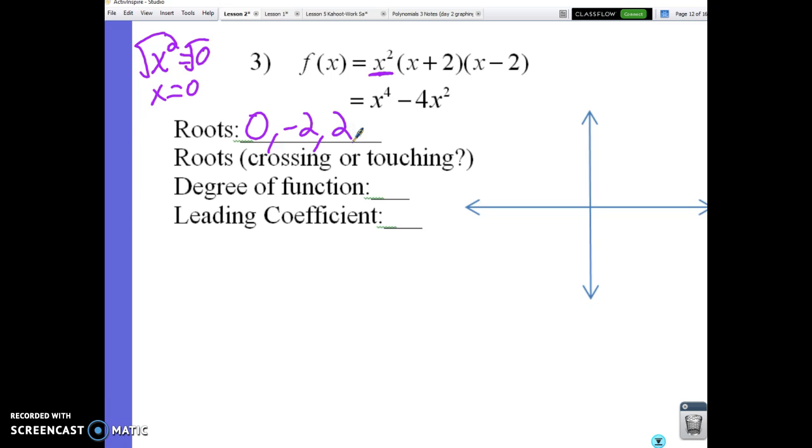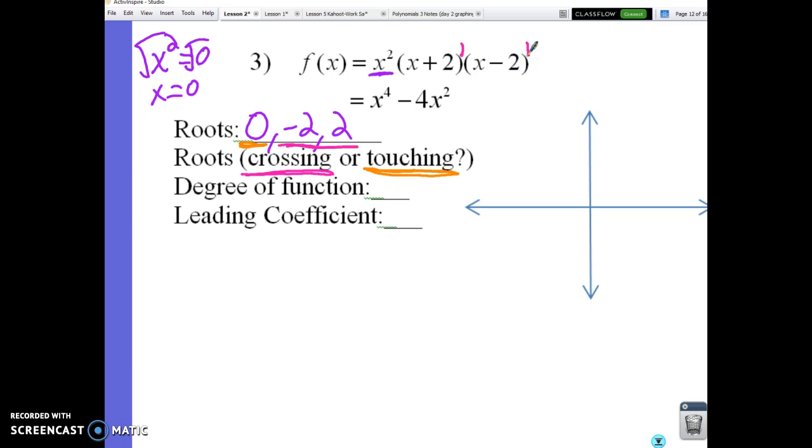Okay? This 0 right here, when I'm underlining, that had x to the power of 2. So that one's going to be touching. I'll show you what that looks like in just a moment. And then we've got the -2 and the +2. Those will be crossing because those are to the first power that I wrote up there in pink.